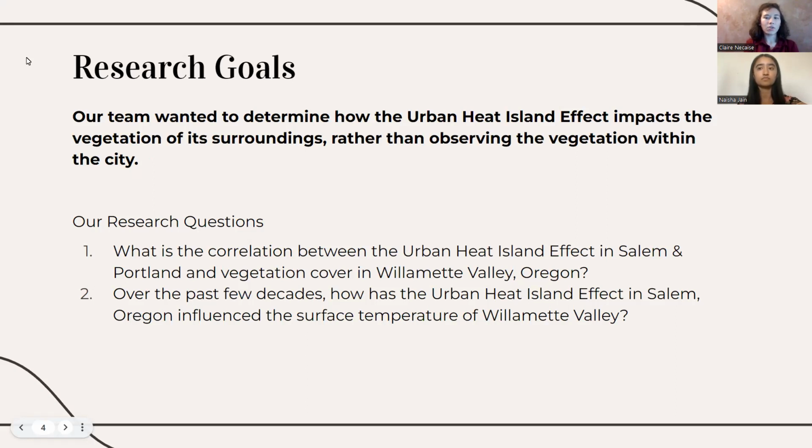So based on our topic goals, we formulated two research questions. The first is, what is the correlation between the urban heat island effect in Salem and Portland and vegetation cover in Willamette Valley, Oregon? And the second, over the past few decades, how has the urban heat island effect in Salem, Oregon influenced the surface temperature of Willamette Valley?